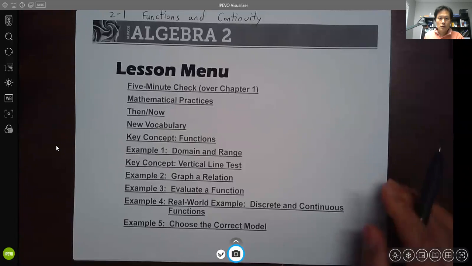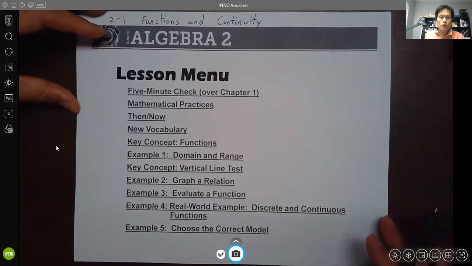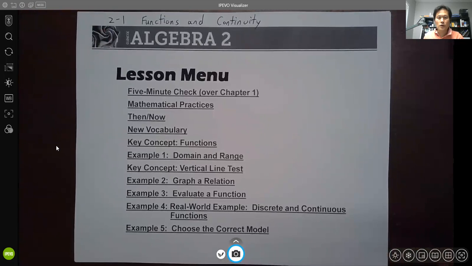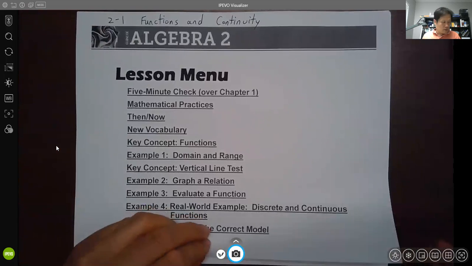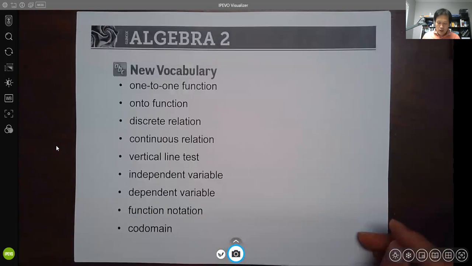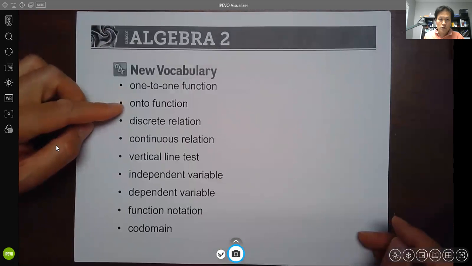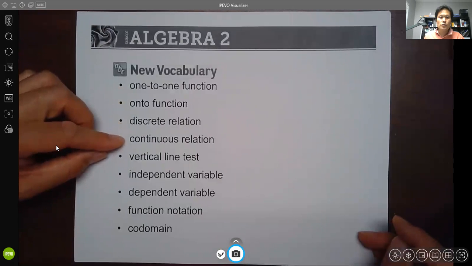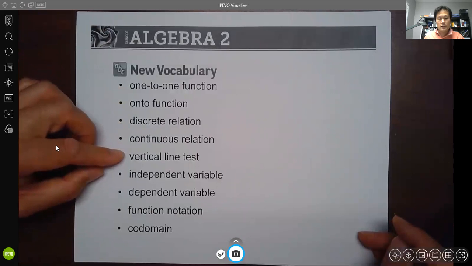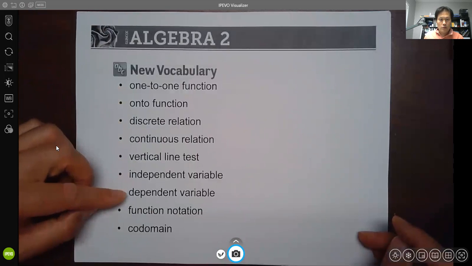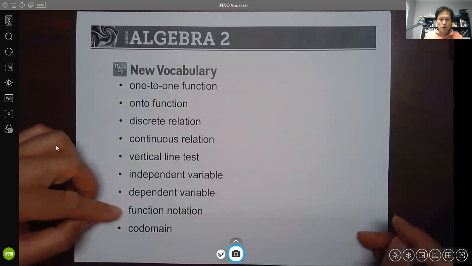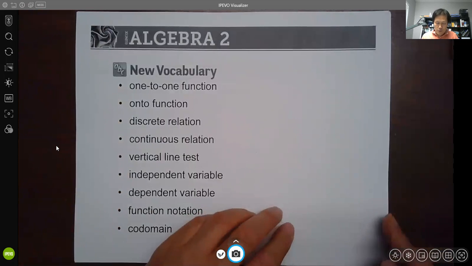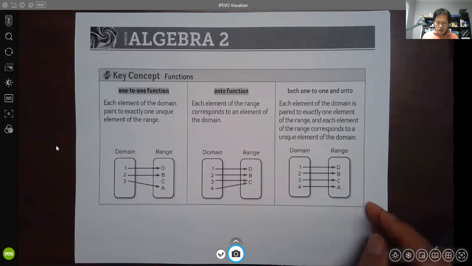Hi everyone. Algebra 2, 2-1 functions and continuity. We're gonna cover those topics: one-to-one function, onto function, discrete relation, continuous relation, vertical line test, independent variable, dependent variable, function notation. Codomain will be discussed.